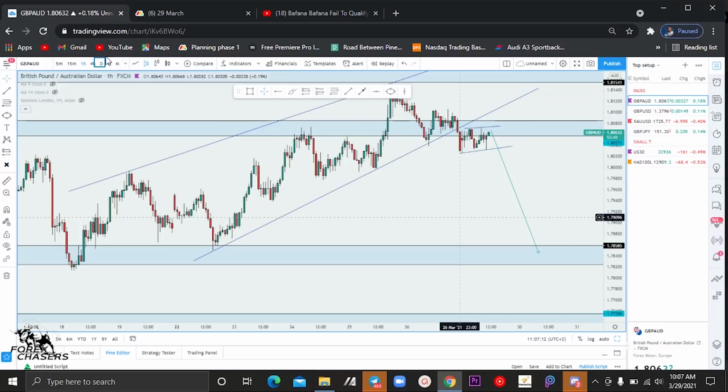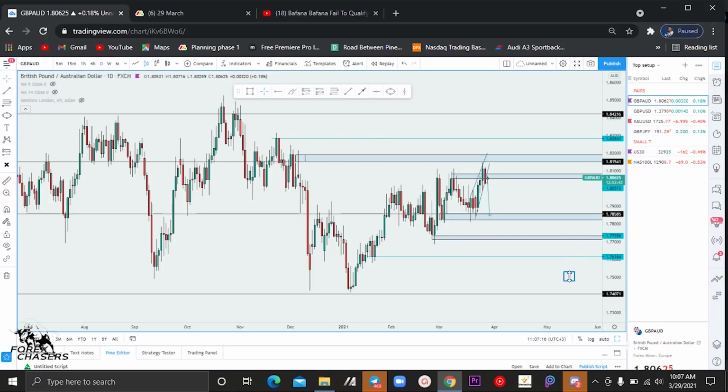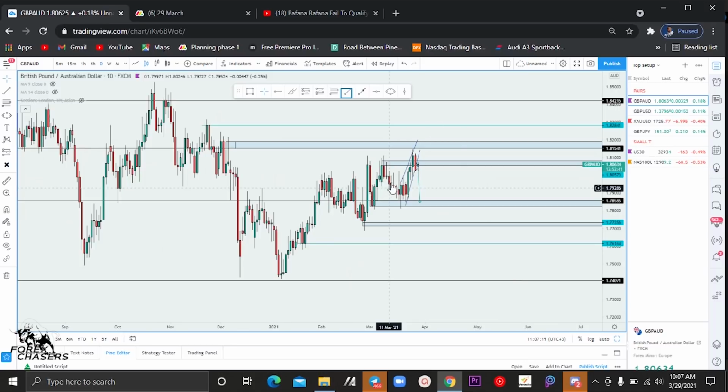So if I can just go to the daily time frame, guys, if you check on the daily time frame, we have this trend line here, this lower trend line, and this upper trend line. You can clearly see, guys, that there are two possible options that can happen here. The first option is that price will just push all the way to the downside.